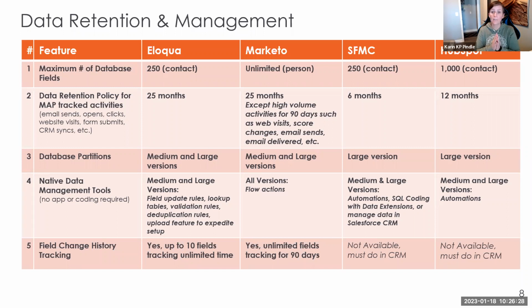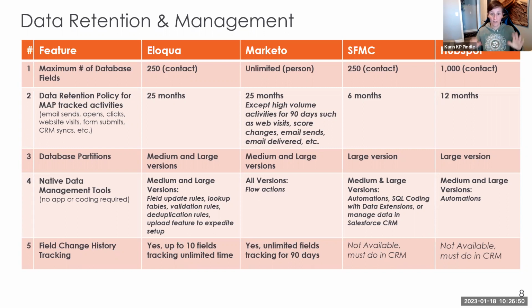With Marketo, it's the persons database. It used to be called leads, and they renamed it to persons a couple of years ago. You get as many person fields as you want. Salesforce Marketing Cloud, it's just like Eloqua. It's a contact database, 250 fields, exactly the same as Eloqua. HubSpot, they also named their part of their database contacts, and you get 1,000 contact fields maximum.